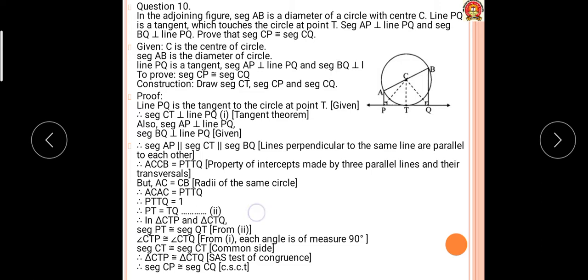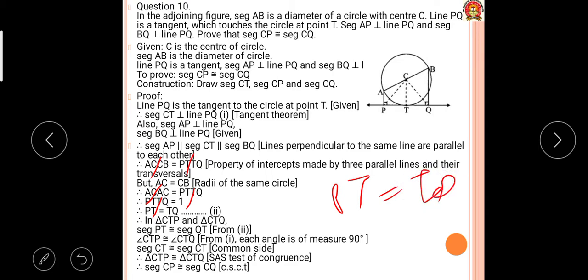So AC upon CB is AC upon AC. AC here also is not printed, sorry students. So AC upon AC is equal to PT upon TQ. Okay, so AC upon AC is 1. Therefore PT upon TQ is equal to 1, and therefore PT is equal to TQ.